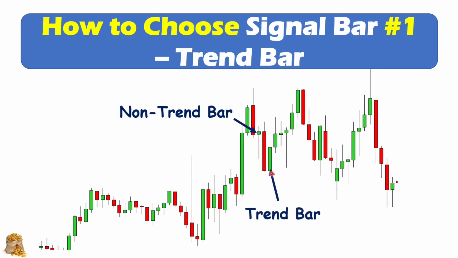However, if you choose to enter at this trend bar, you can see the market goes up right away with consecutive bull bars. So this entry is lower than this entry, so that means you have more profit. In general, the trend bar gives you the highest probability that the market will start trending.